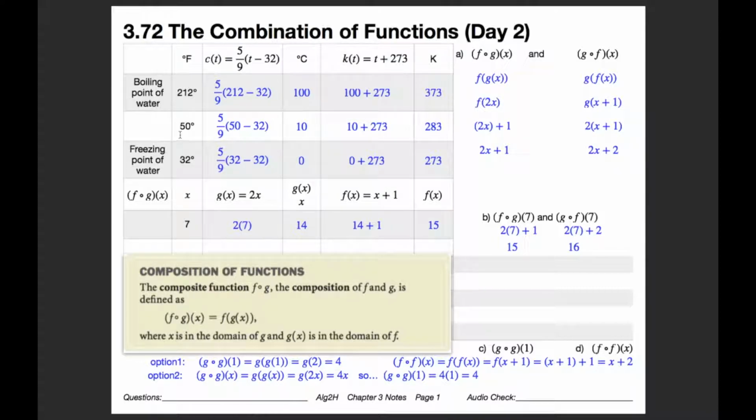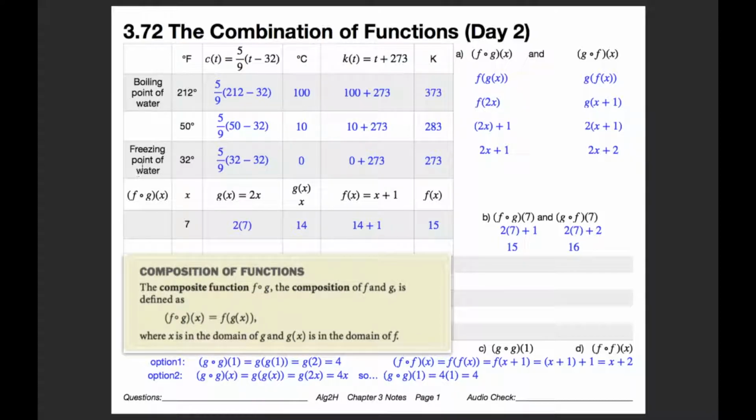You could do the same thing for 50 degrees. Put 50 into the function and subtract 32 and then multiply it by 5/9 and you get 10. And then you'd have to take the output of this function and turn it into the input of this function. 10 goes in here. 10 plus 273 is 283.